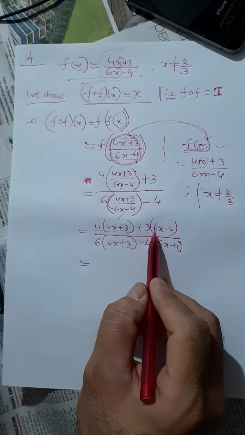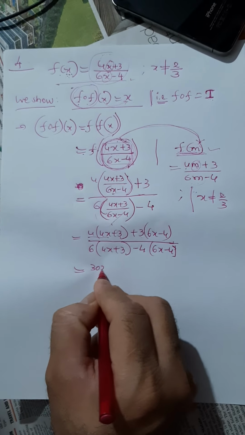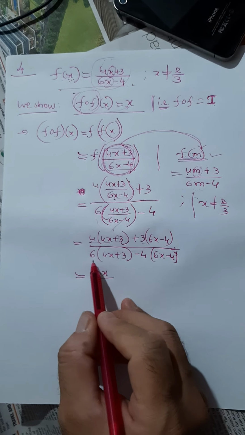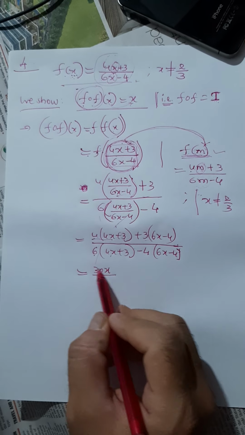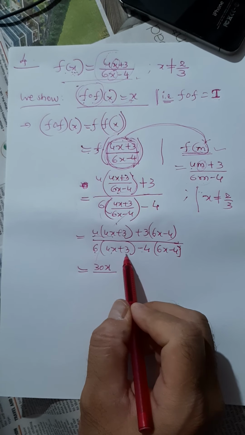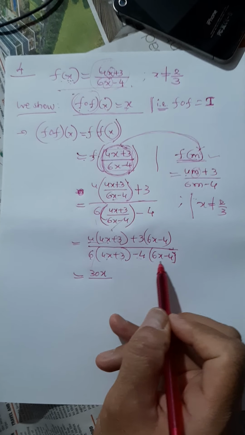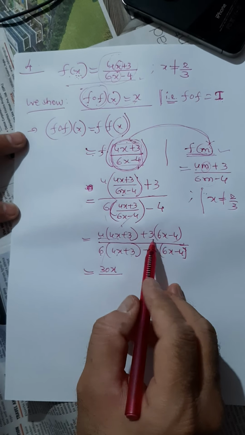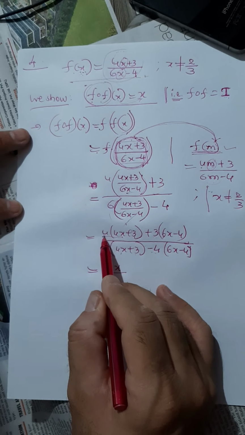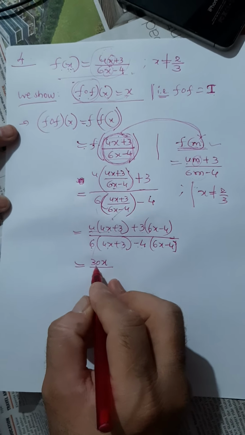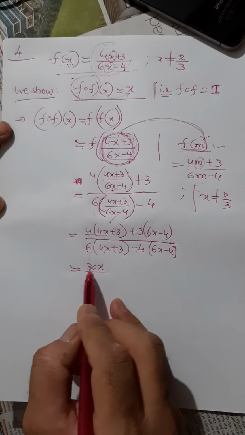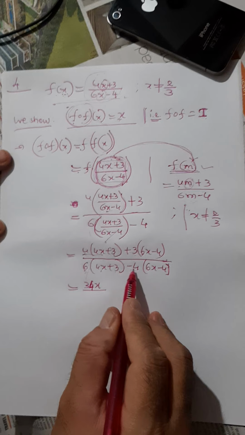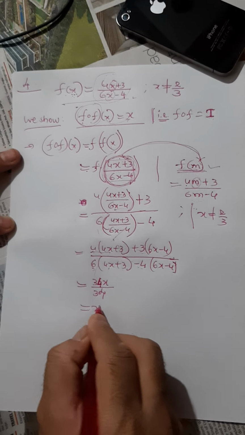12 plus 6, 3 is 18. So 30x. What about this? 12 minus 12, 0. Now, this is 24 minus 24. X, X will get cancelled. 6, 3 is 18, plus 16 here. Sorry, this is 18 plus 16, so it would be 34, and this will get cancelled, so this is also 34, so this will get cancelled, so this is x.